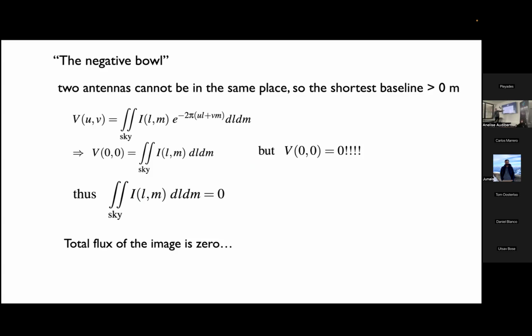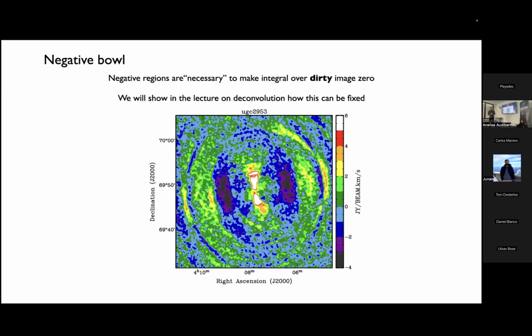But we don't measure this because we don't have two antennas at the same place. So if you make a dirty image and you add up all the pixels, you get 0. So an interferometer does not measure total flux. The total flux of the dirty image is 0. You have to realize that. We can fix it, but so, for example, this is a dirty image of a random observation of a source.